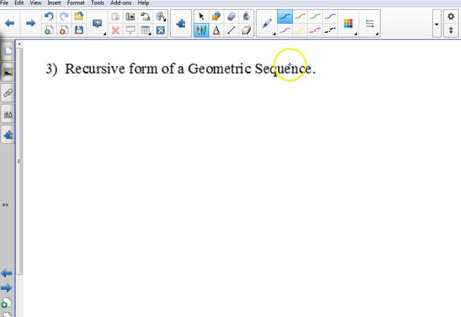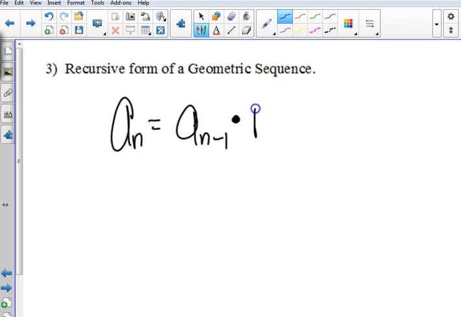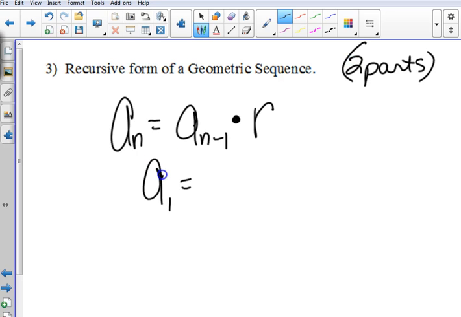Recursive. How does this go? This is based on the previous term. So you take the previous one, and you do what? How do you get to the next one on this kind of sequence? You multiply, and what do we call what we're multiplying by? R. You can use parentheses if you want, instead of my big dot, but somehow you've got to tell me you're multiplying. Not adding or subtracting, you're multiplying. And what is the other piece of this? Remember, there's 2 parts to these guys. You also have to tell me what the first term is.